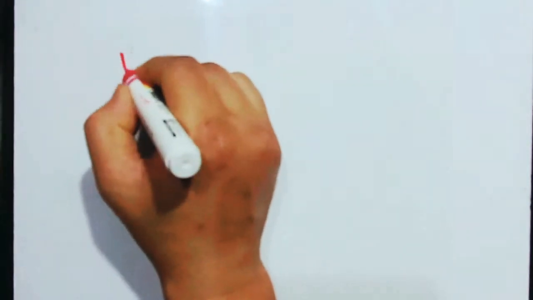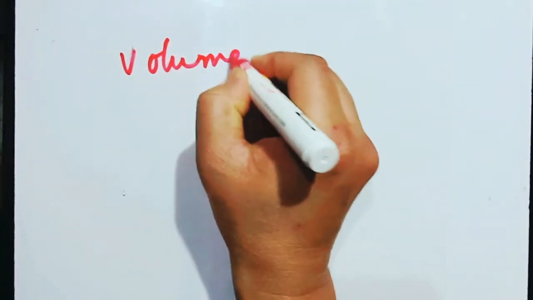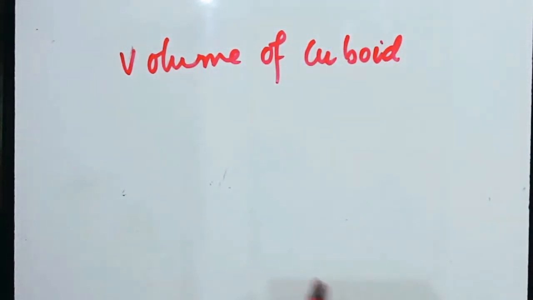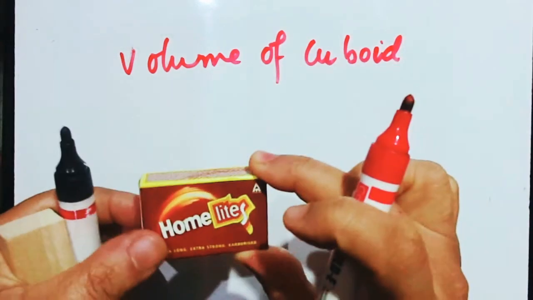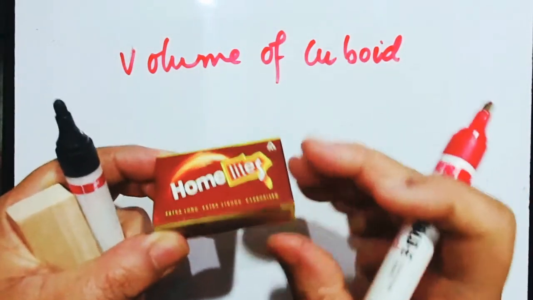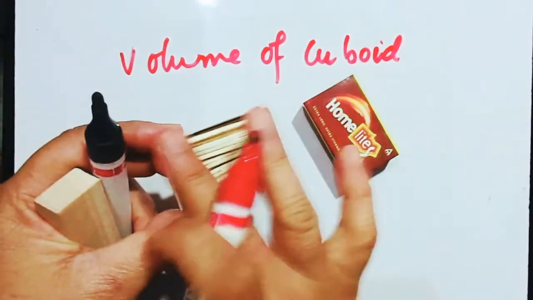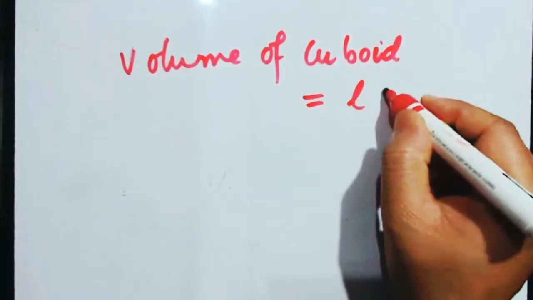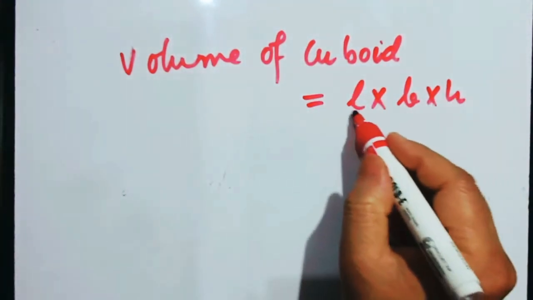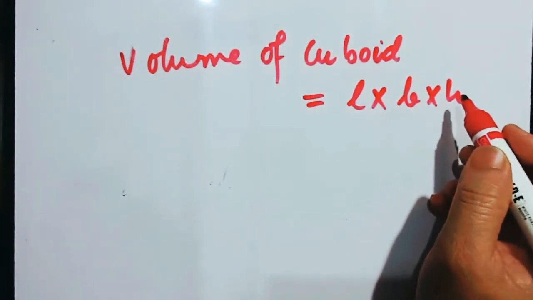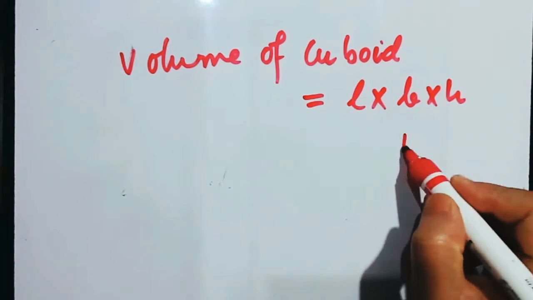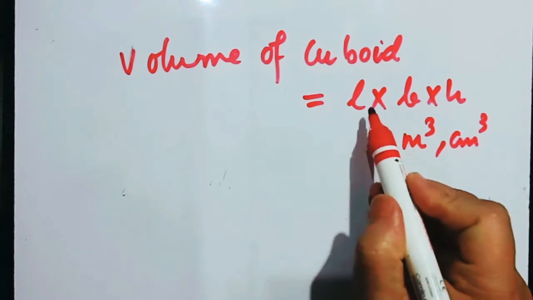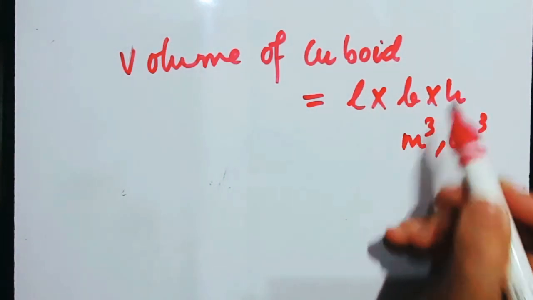Now let us talk about the volume of a cuboid. The volume of a cuboid means the capacity of this particular cuboid, how much water it can hold inside it. Therefore, the volume of a cuboid is equal to L into B into H, length into breadth into height. Please mind that the unit will be either meter cube or centimeter cube or any unit cube, because we are multiplying 3 of the dimensions.